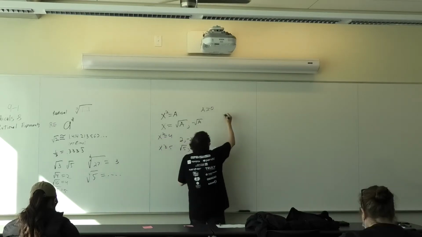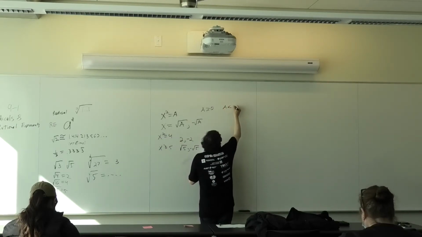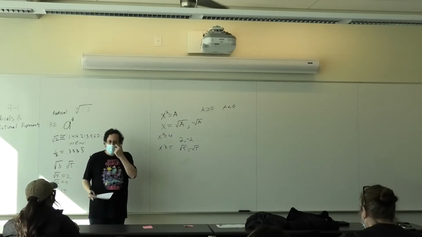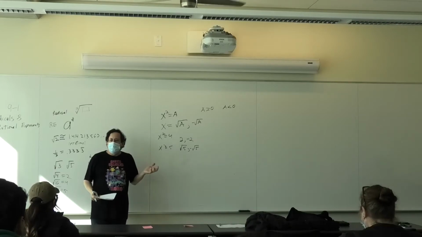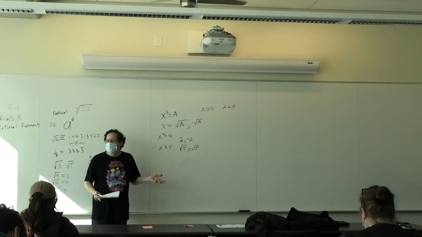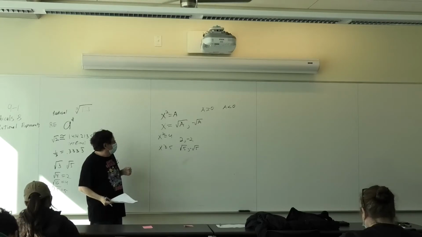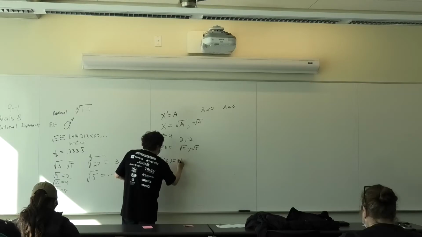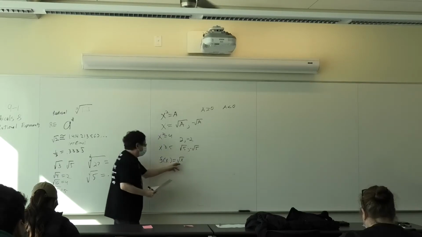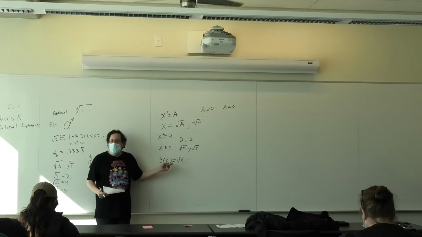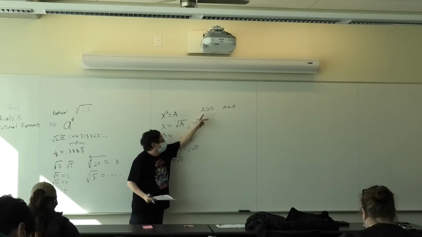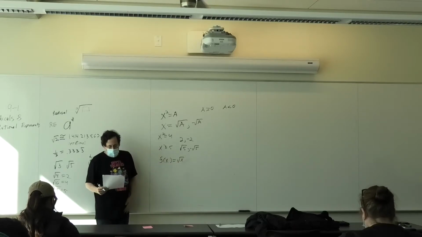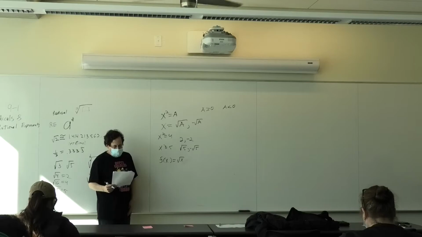Now, of course, if a is less than 0, we're finding the square root of a negative number. And when we're talking about the real numbers, that doesn't exist. When we talked about functions, we talked about the square root of x. Its domain is just x greater than or equal to 0. Numbers less than 0 are not in the domain.